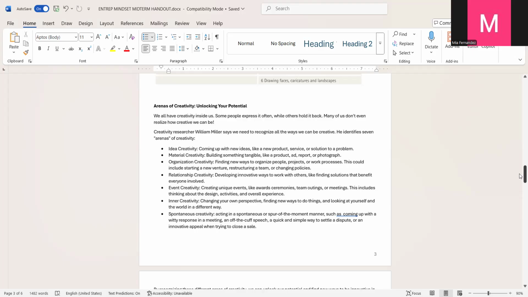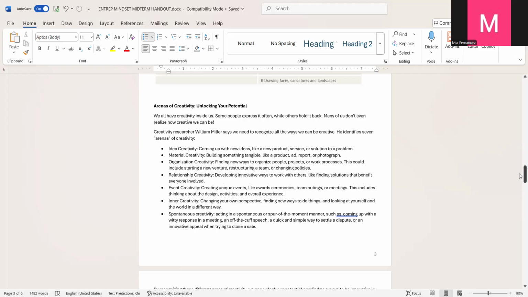First is idea creativity, coming up with new ideas like a new product, service, or solution to a problem. Material, building something tangible like a product, ad, report, or photograph. Organization, of course, finding new ways to organize people, projects, and work processes to make it seamless, like restructuring the team or changing policies. Relationship creativity, innovative ways to work with others, finding solutions that benefit everyone involved. And then unique events like awards, ceremonies, team outings, or meetings.